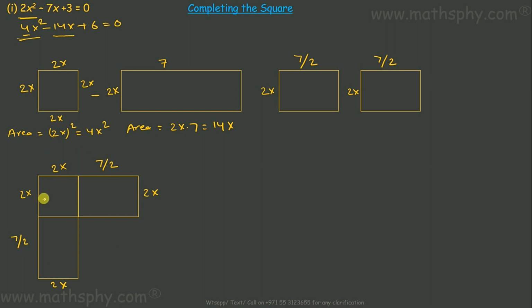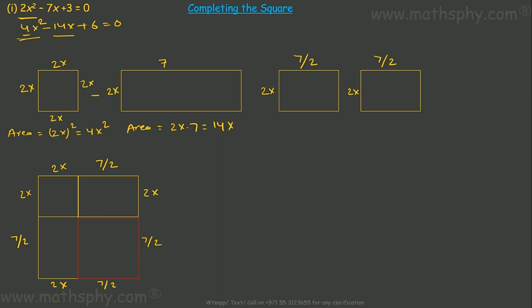But this figure is not a square, and what we are looking for is completing the square. This area here is empty. Let's borrow a square and put it here. This piece here, the red one, is my borrowed square, and its size would be 7 over 2 by 7 over 2.